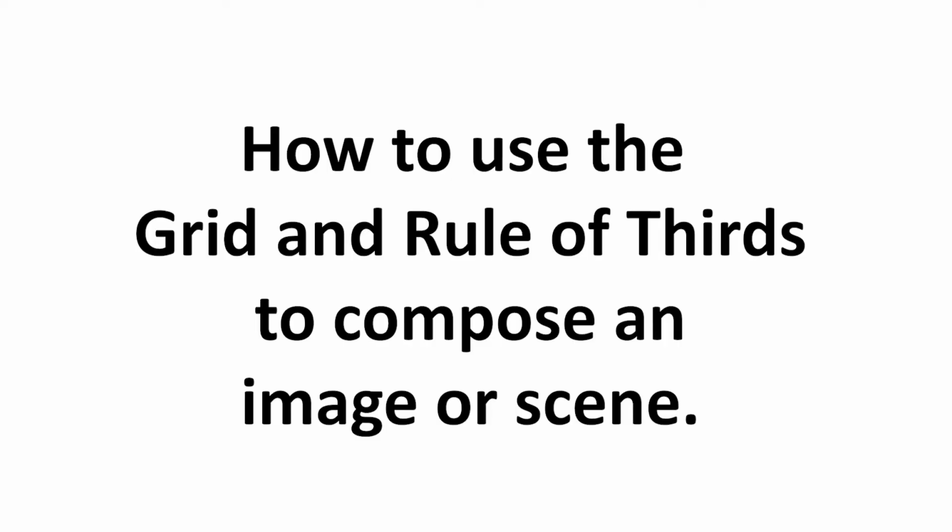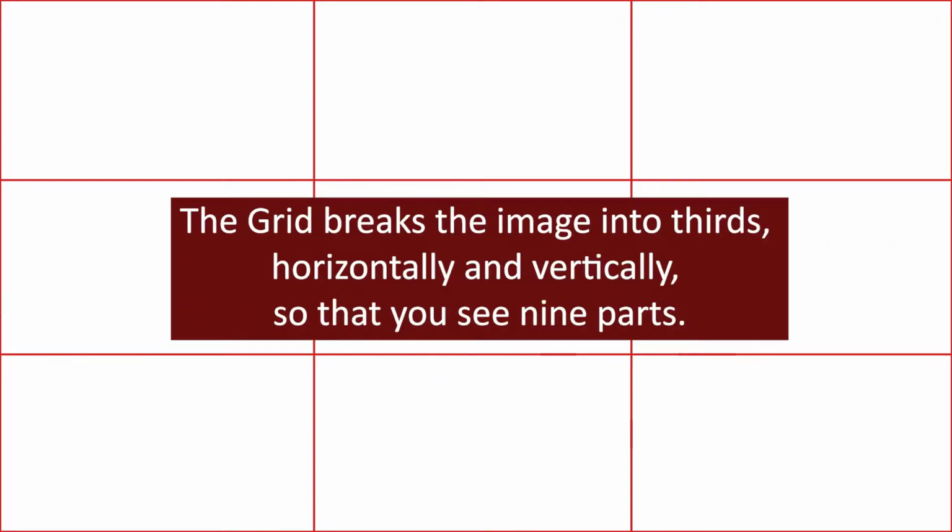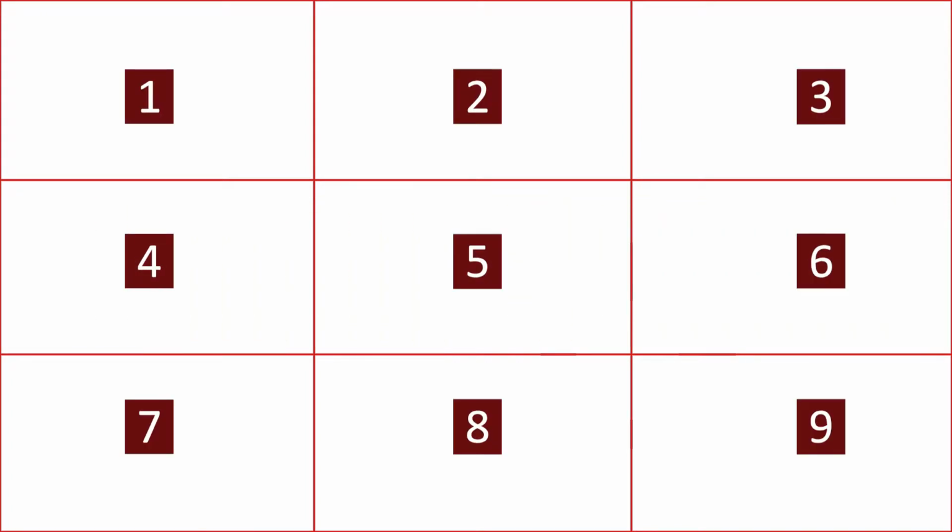How to use the grid and rule of thirds to compose an image or scene. This grid represents the rule of thirds that is widely used by photographers and videographers. The grid breaks the image into thirds, horizontally and vertically, so that you see 9 parts.